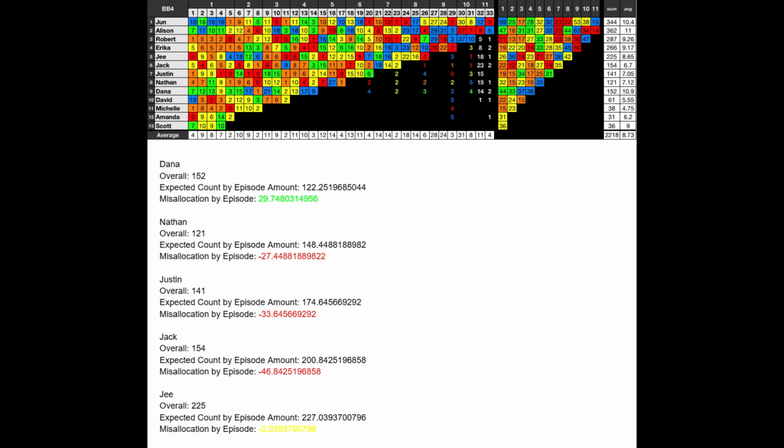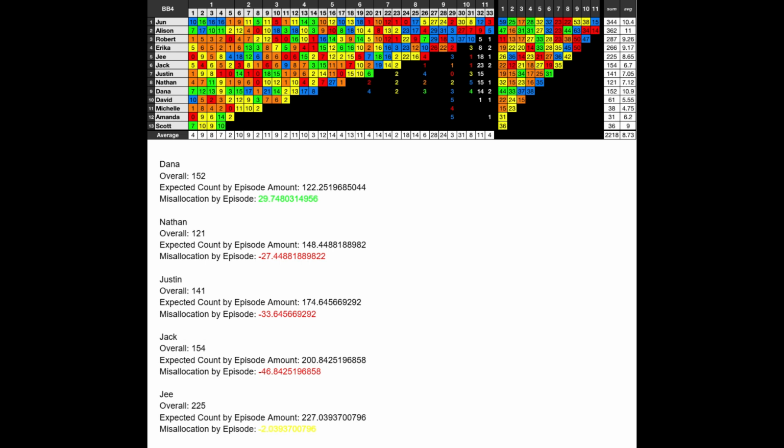Dana has an overall confessional diary room count of 152, and her expected count by episode amount is 122.25, whatever, meaning that her misallocation by episode amount is 29.74, meaning she has that amount more confessionals than she would have had this been more balanced, which is a decent amount, which is over edited but not overbearingly over edited.